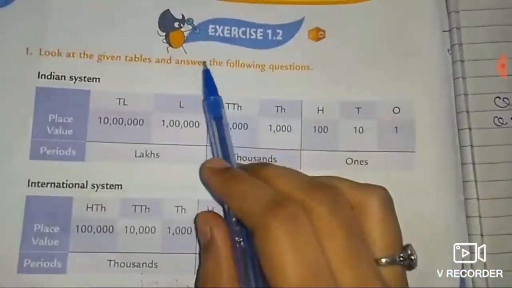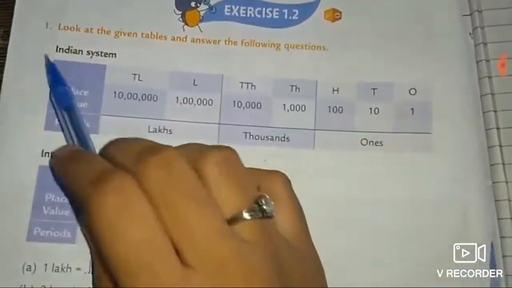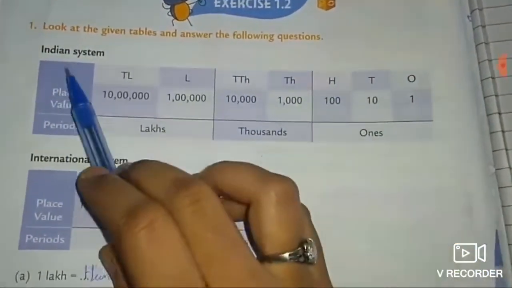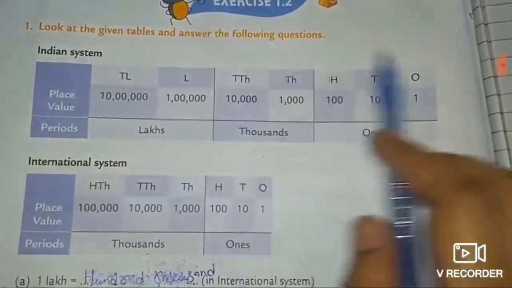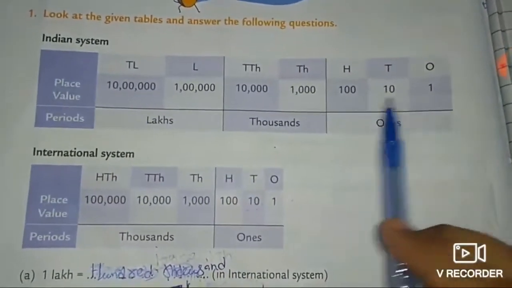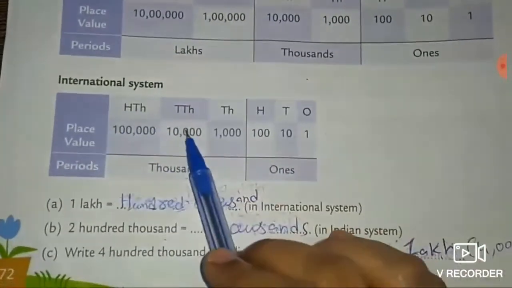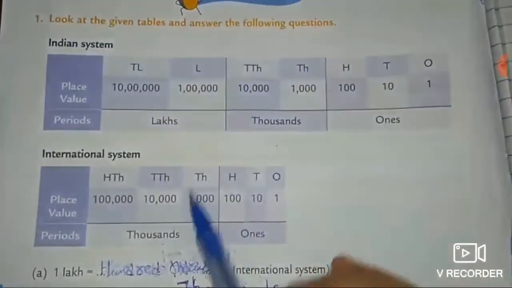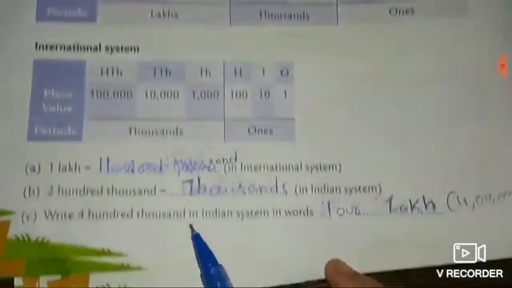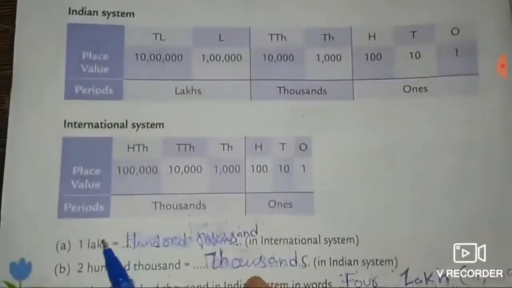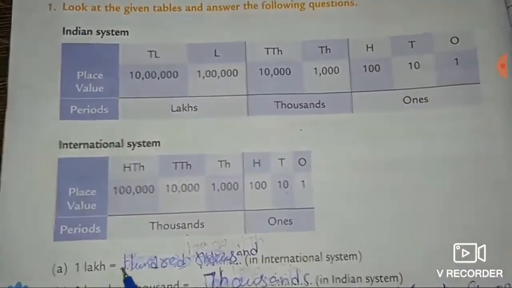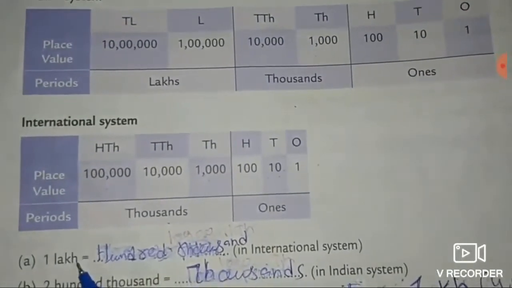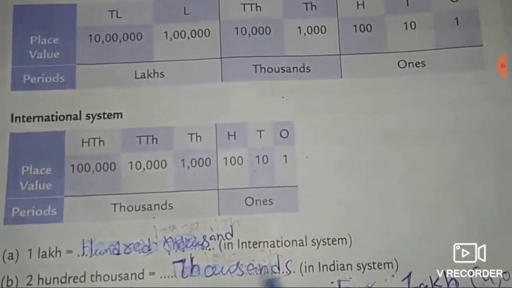Next, here you can see exercise 1.2. Question number 1. Look at the given tables and answer the following questions. You can see the first, the Indian system, a table with place values and periods. Next, the international system with periods and place values. With the help of these two tables, we fill in the blanks. So in the first question, 1 lakh equals dash in the international system. 1 lakh is in the Indian system, and you should find 1 lakh in the international system.